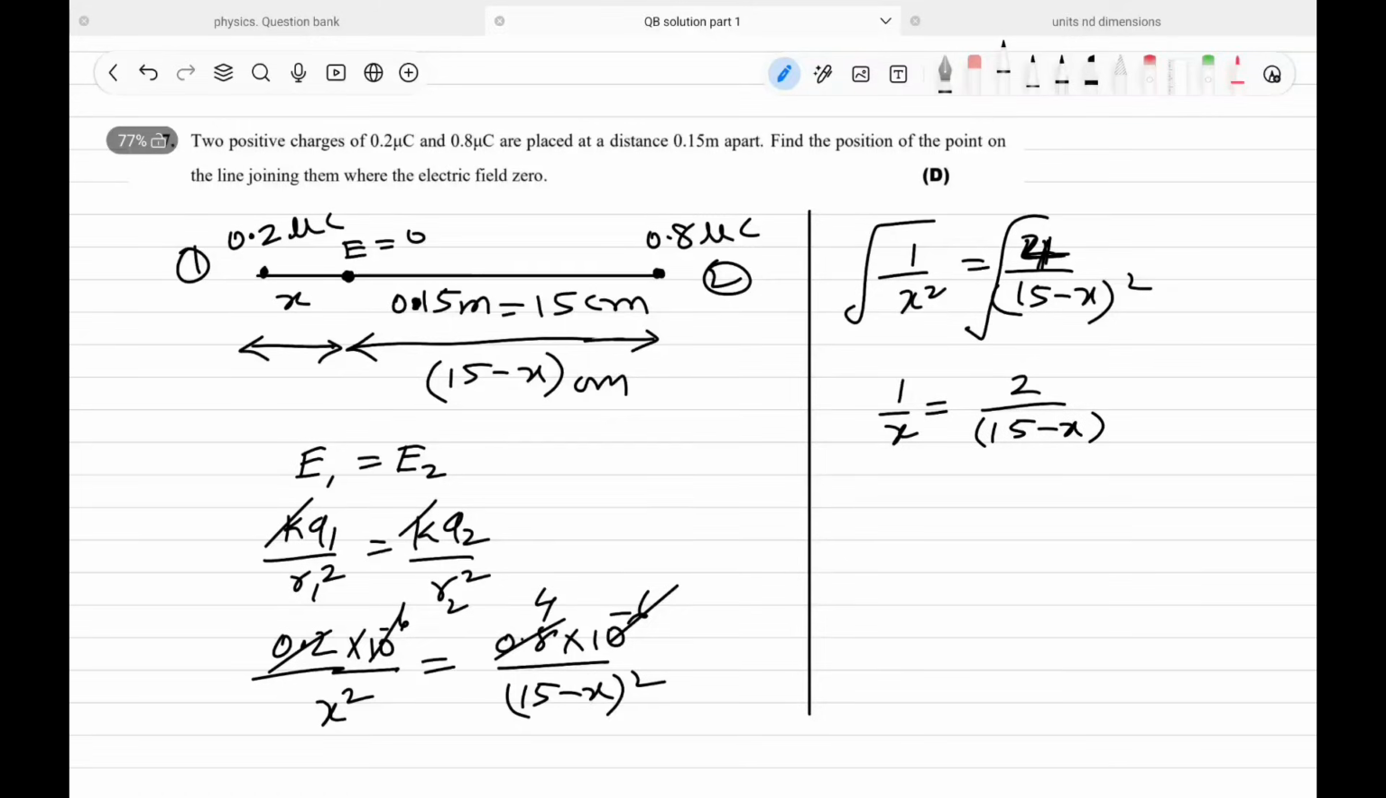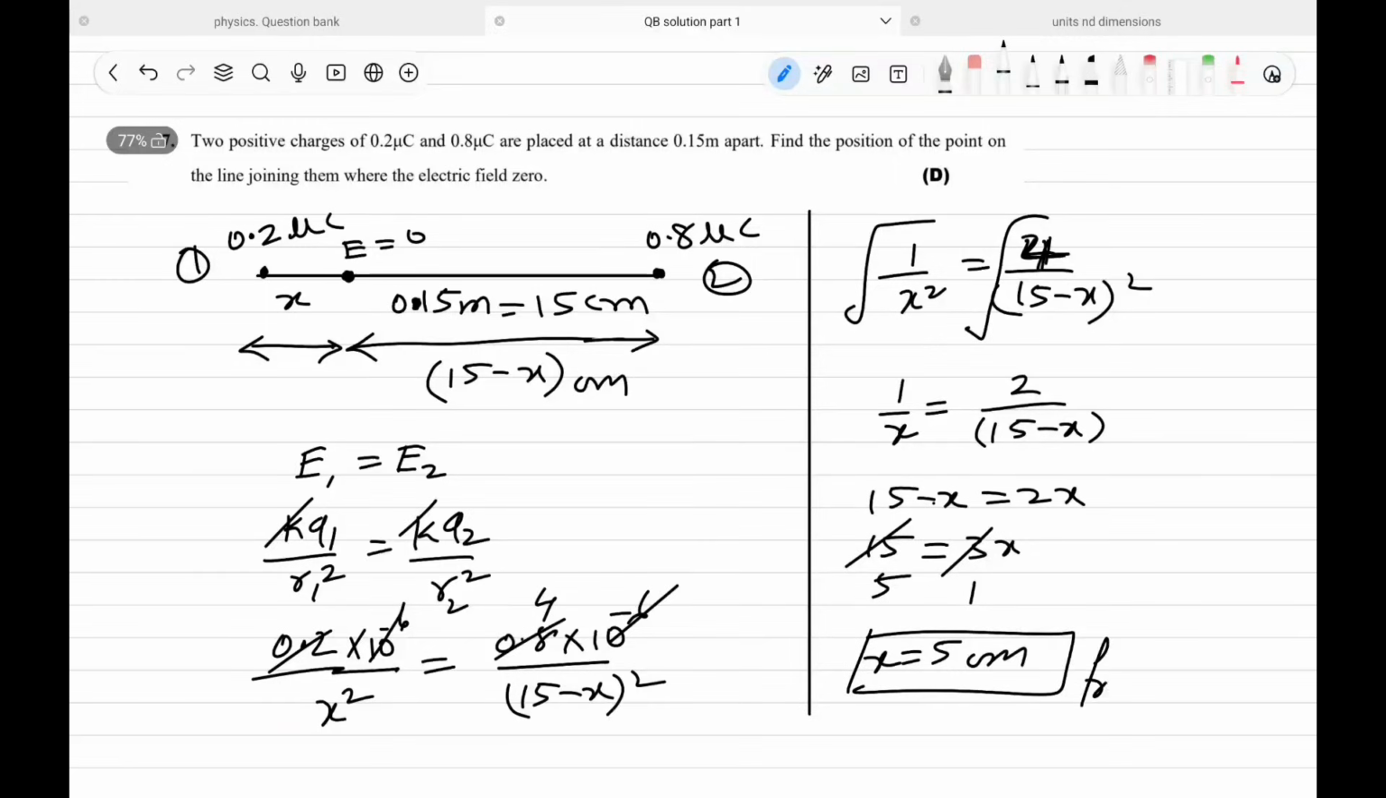Next, cross multiply, 15 minus x is equal to 2x. Now 15 is equal to 3x. ये x को उस साइड में ले जाएगी, 3 5 सा 15. So x is equal to 5, x is equal to 5 centimeter, okay, 5 centimeter from 0.2 microcoulomb charge, ठीक है। तो इसको आप लोग समझ लीजिए.